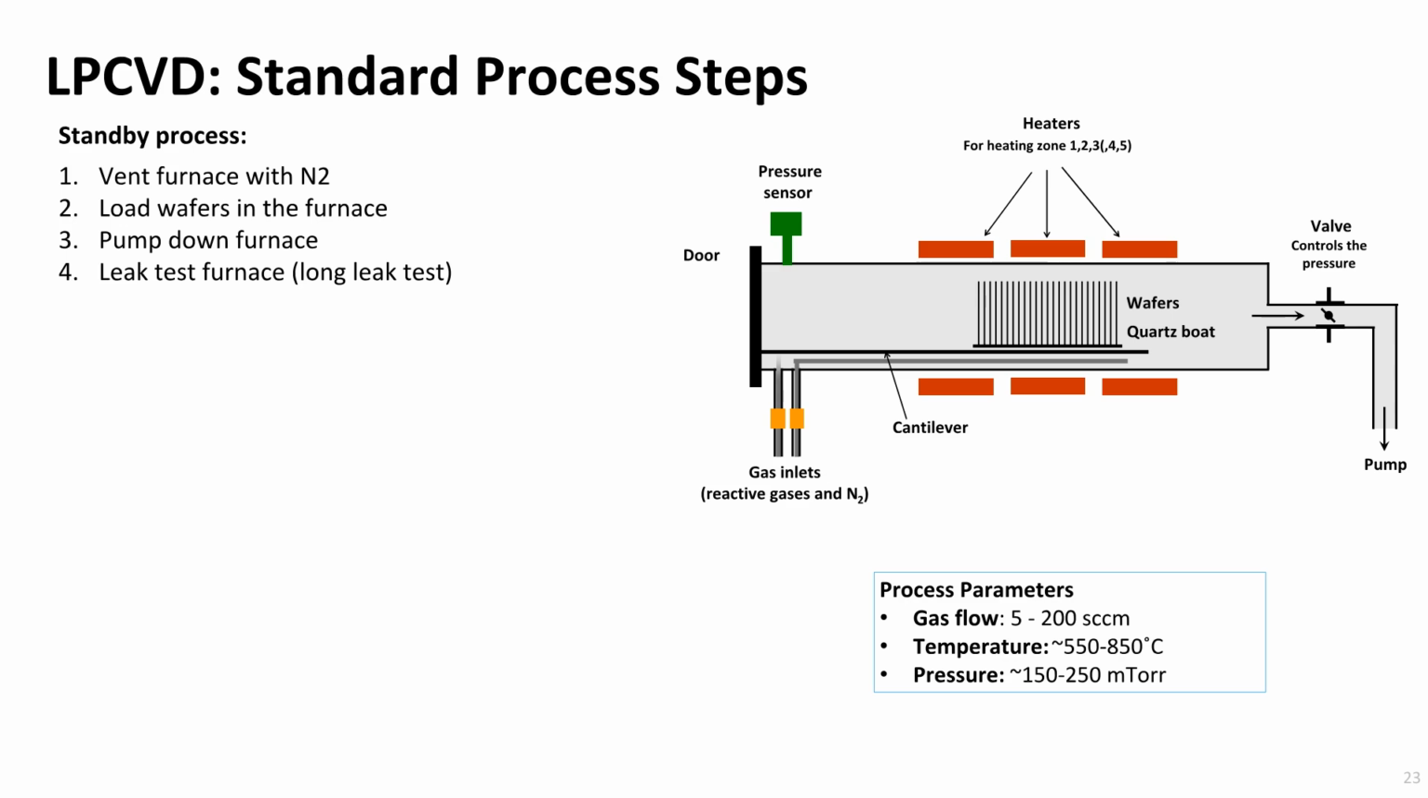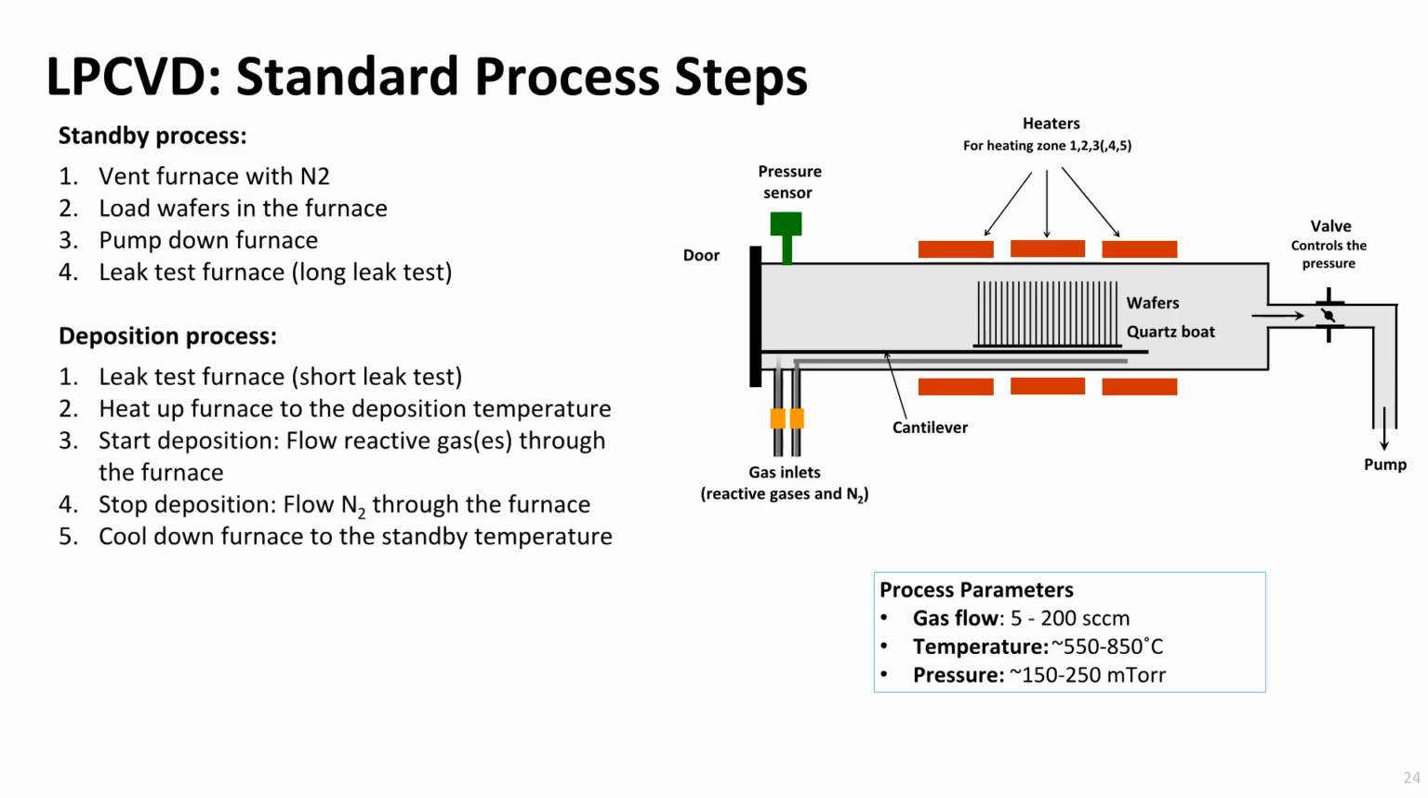LPCVD furnaces are always running a standard process before opening of the furnace, ensuring cleanliness of the furnace. After purging with nitrogen and venting, the door opens and samples can be loaded into the furnace. After closing the door again, the furnace will pump down and perform a leak test to ensure no leakage of toxic gases can occur. The actual deposition process includes a second shorter leak test before the deposition is started and the chamber is heated up to the set temperature.